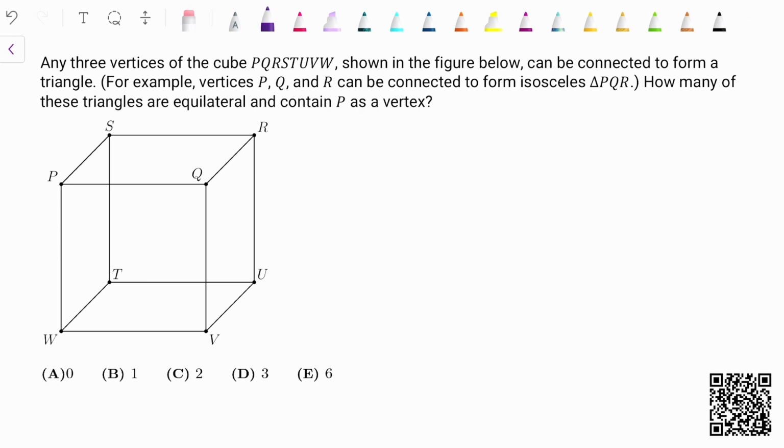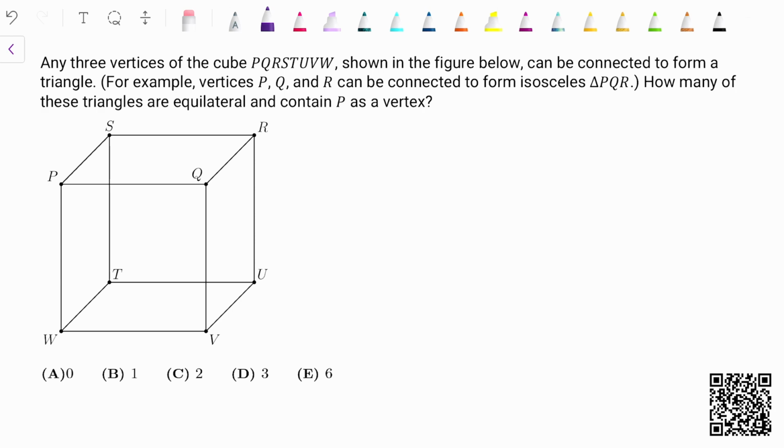Problem number 20 of the 2024 AMC8. Any three vertices of the cube PQRSTUVW, as shown in the figure below, can be connected to form a triangle. For example, vertices P, Q, and R can be connected to form isosceles triangle PQR. However, this is not relevant to the problem. How many of these triangles are equilateral and contain P as a vertex?